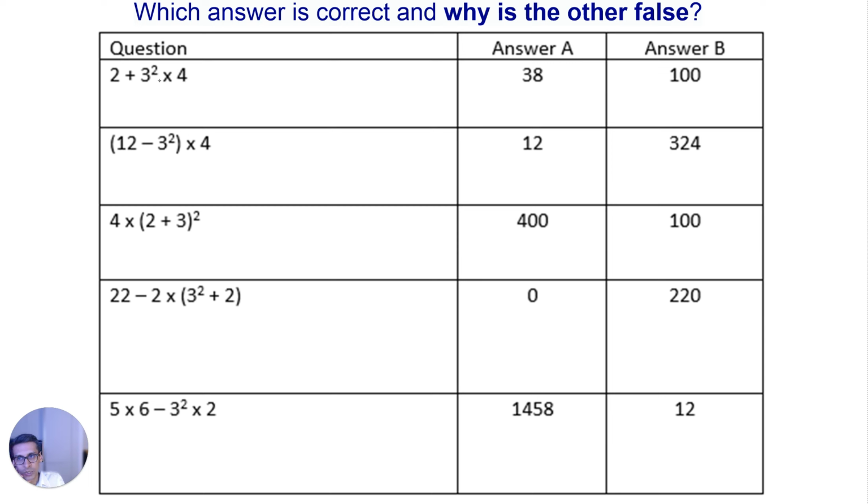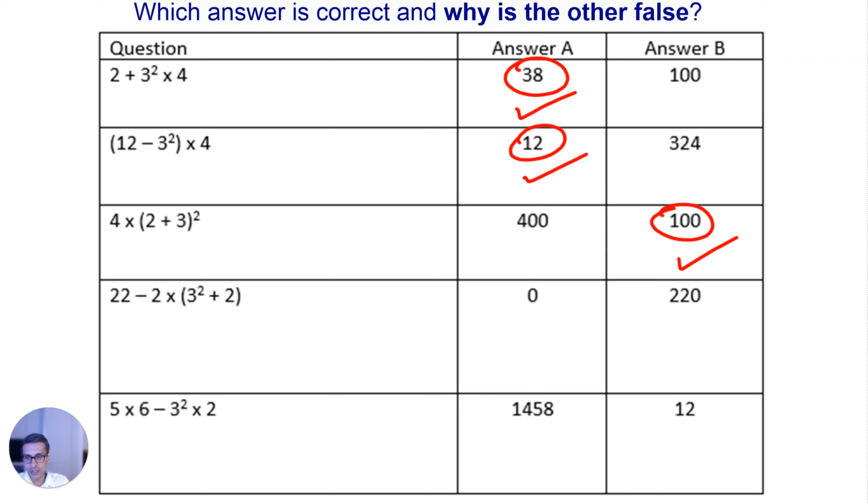So in the first case we have to do 3 squared, which is 9. 9 times 4 plus 2, you're going to get 38. So 38 is the correct answer. For the second one, we're going to do 12 take away 9, which gives you 3. And 3 times 4 is 12. So 12 is the correct answer. For the third one, 2 plus 3, do brackets first, so that's 5 squared. 5 squared is 25. 25 times 4 is 100.